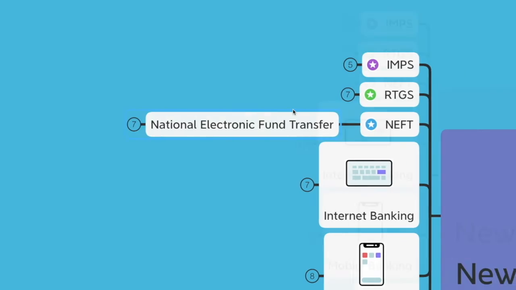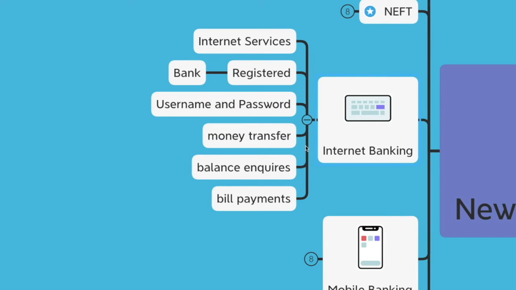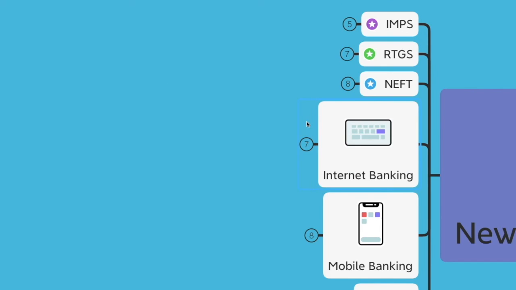Let's move forward. With internet banking, it's almost like you are carrying a bank with you all the time. You can use internet banking from your phone or your laptop as long as you have internet and your internet banking services are registered in the bank. Bank will give you a username and a password and you can transfer money. You can check how much money you have in your account, so balance inquiries, and also through internet banking you can make payments.